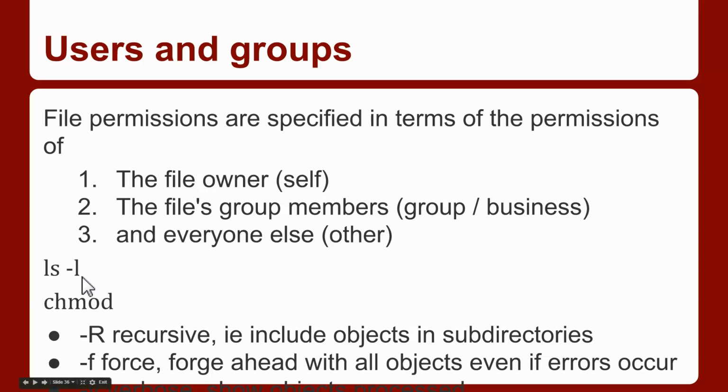ls -l will show you the file attributes, not the extended ones, but the file attributes and the permissions of files in a directory. And chmod stands for change mode. It basically allows you to change the permissions, to modify them.